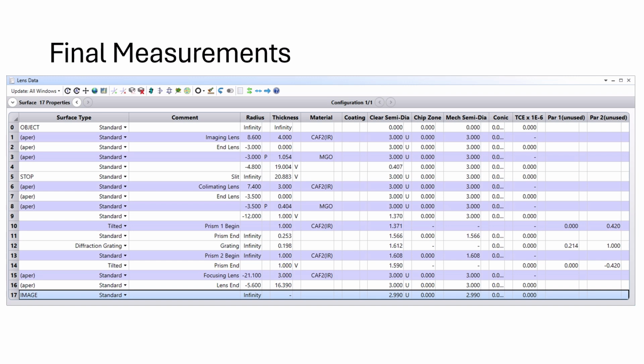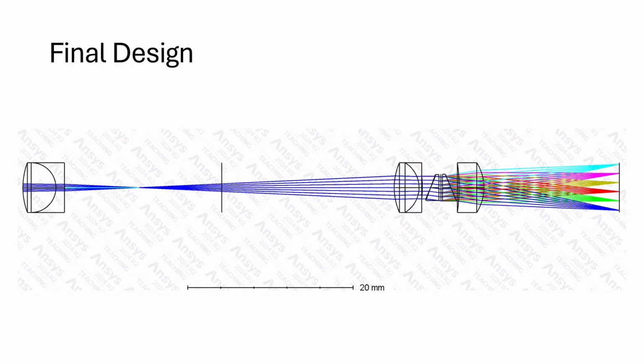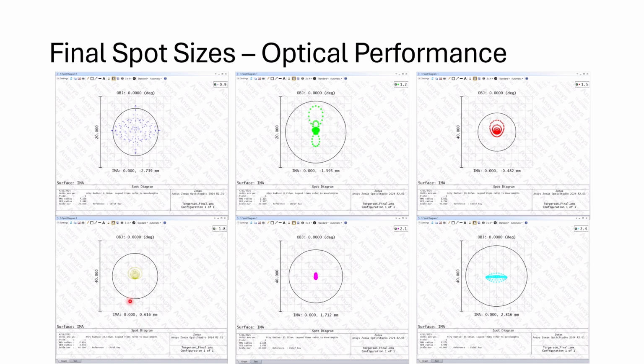Here's an overview of the final measurements of the system, including the addition of the achromatic cemented doublets that utilize the magnesium oxide. And this is the final design. The final spot sizes were also minimized in the final design. And so each of these spot sizes is smaller than the Airy disk, showing that this is diffraction limited.